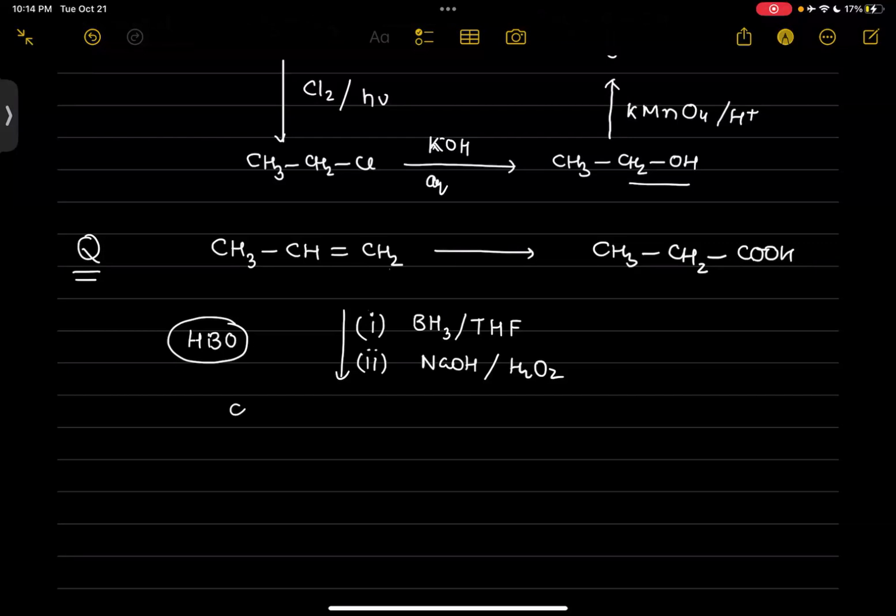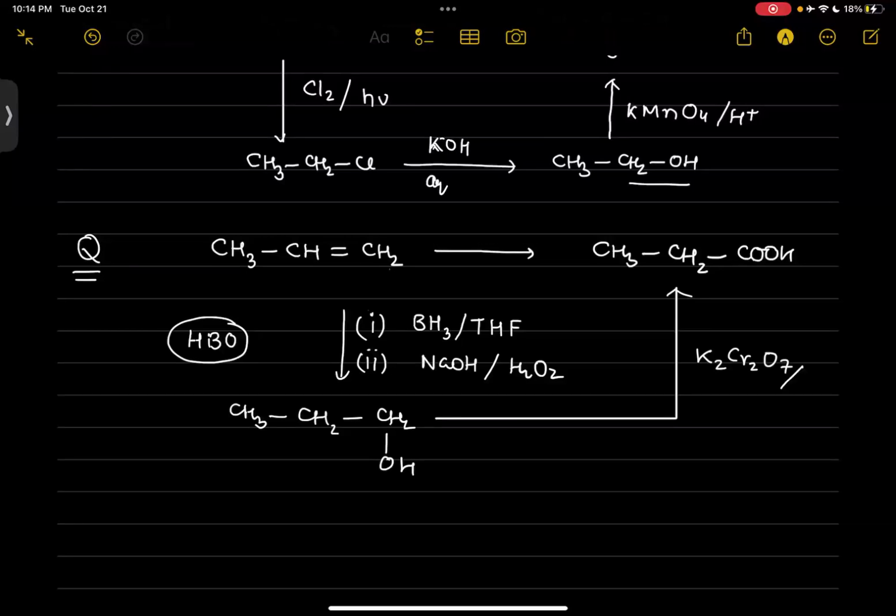So what are we going to get? We are going to get this alcohol, CH3CH2CH2OH. Now we have to oxidize it. How are we going to oxidize it? You can take K2Cr2O7. Got it? Clear?